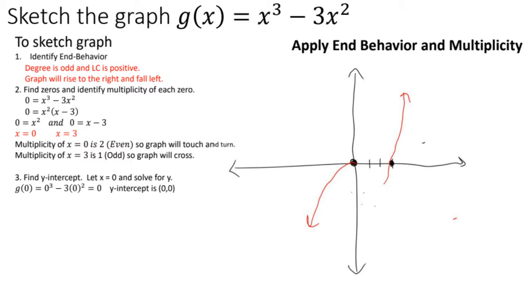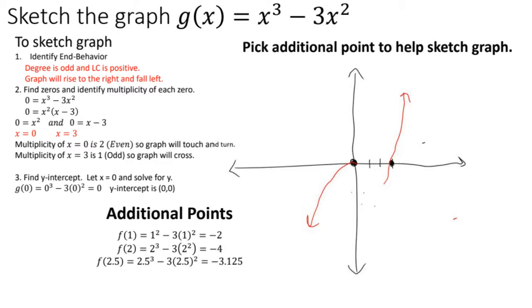We can get additional points to see what's going on between 0 and 1, right? So we can pick some values. I picked 1 and 2 just to get a better idea as far as what's going on. So when x is equal to 1, y is equal to negative 2. When x is equal to 2, y is equal to negative 4. And I wanted to get a little bit more detailed, so I picked x equals 2.5 to see what the y value was going to give me.